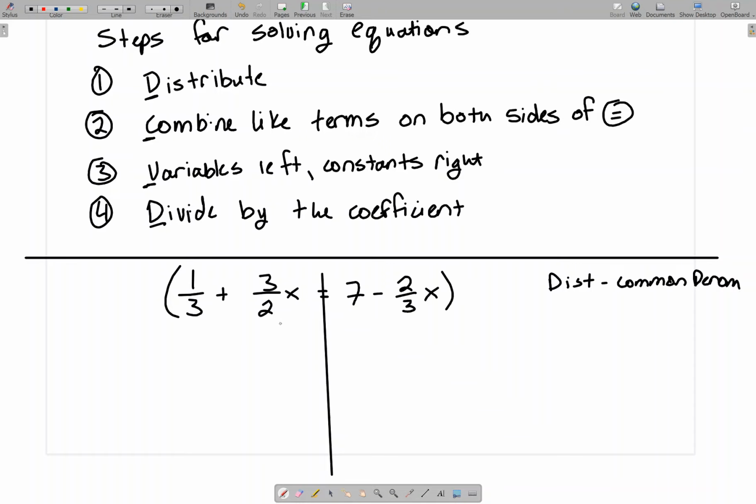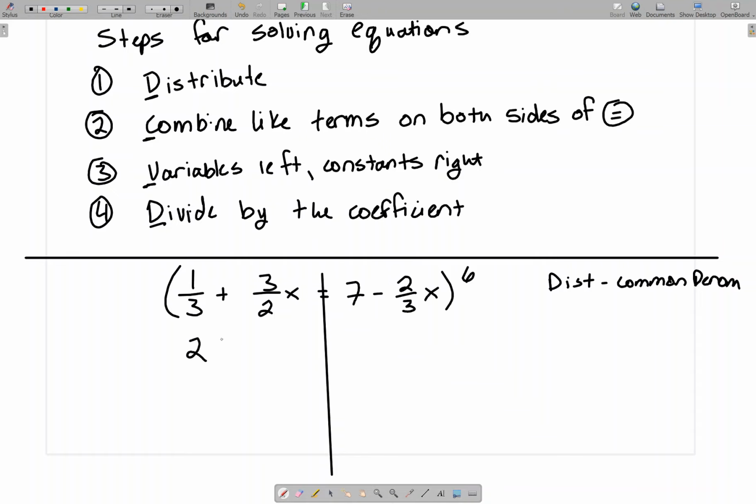Now, it doesn't have to be the least common denominator. You can use just any common denominator, and that would be okay. So 3 and 2, both of those can multiply to be 6. So I'm going to multiply everything by 6 here. Alright, so when I'm distributing this 6 to everything inside, I'm going to multiply by the numerator, divide by the denominator. So 6 times 1 is 6, divided by 3 is 2.